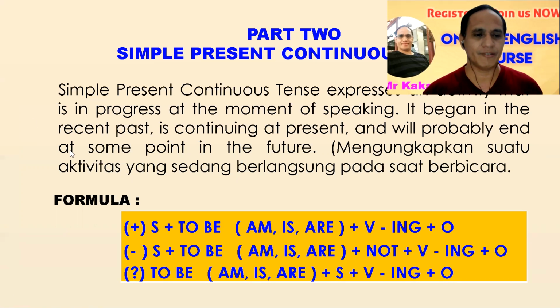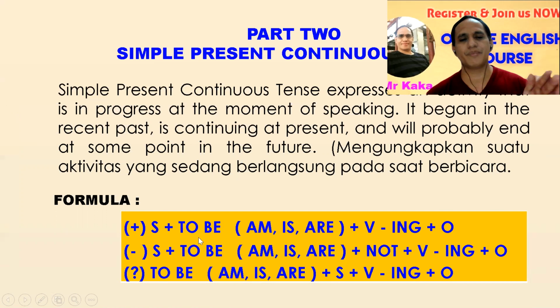Now have a look at the form of simple present continuous tense. For the positive sentence, it will be subject plus to be, which can be am, is, or are, plus verb-ing, plus object. And the negative form of present continuous tense will be subject plus to be, which can be am, is, or are, plus not, plus verb-ing, plus object.